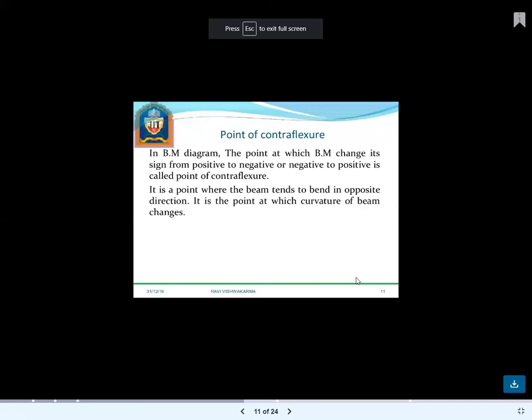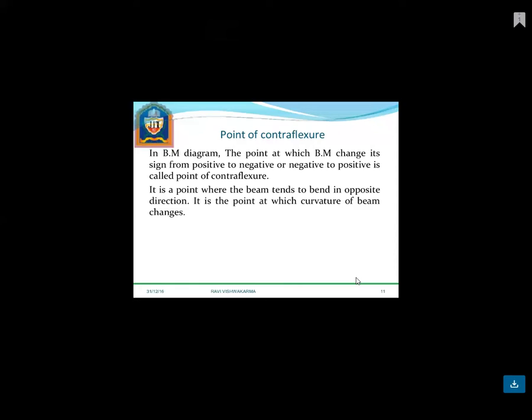Okay, and the next point is the point of contraflexure or point of inflection. So, what does point of contraflexure or point of inflection mean? It is the point at which the bending moment changes its sign from positive to negative or negative to positive. It is called the point of contraflexure. It is a point where the beam tends to bend in the opposite direction, and it is the point at which the curvature of a beam changes.